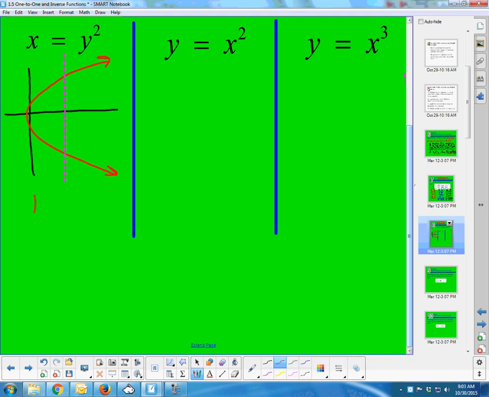So I don't even move on to the special case of it. This is not a function. I'm assuming here that if you're watching a video on 1-to-1, you already know stuff about functions. You already know the vertical line test. If you don't, go back and review that.